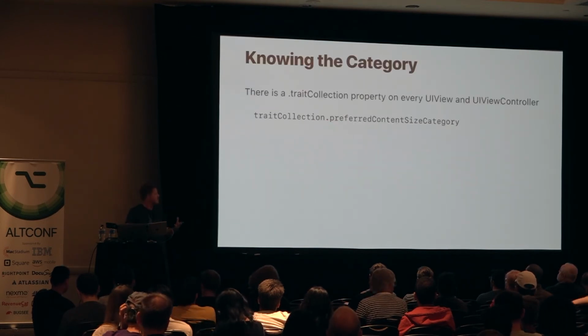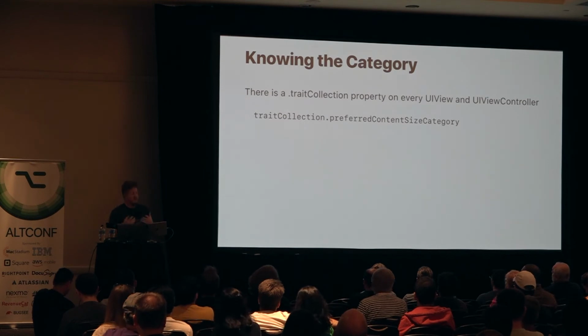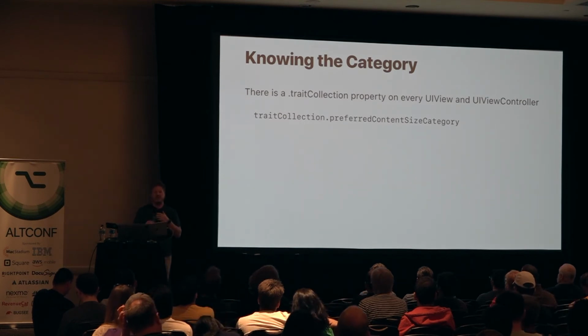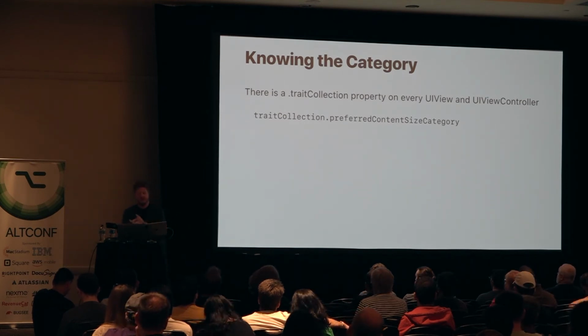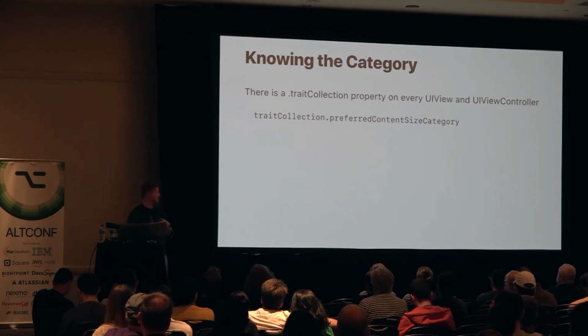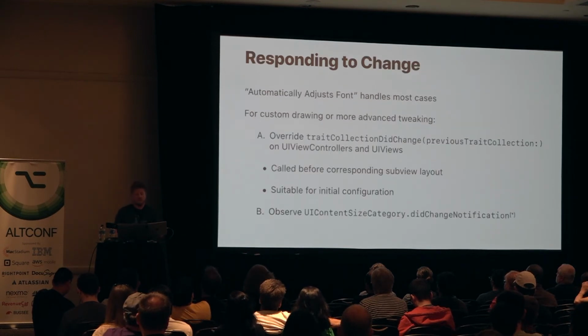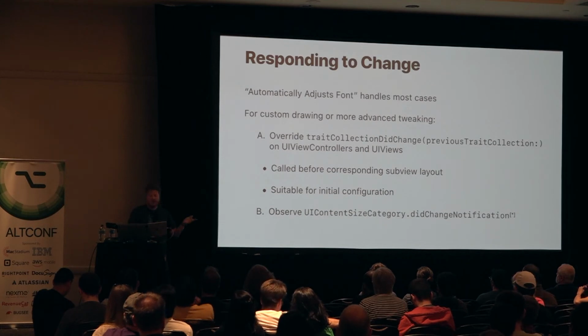So how do you change this information and adjust and adapt to it? Every UIViewController has a trait collection on it. In the trait collection is the preferred content size category. So if you need to do some calculation, the automatic adjust works in most cases that I have. It doesn't when you're doing some really custom layout and such.